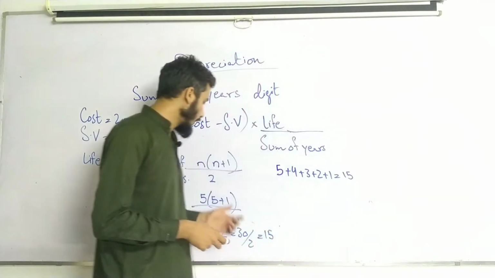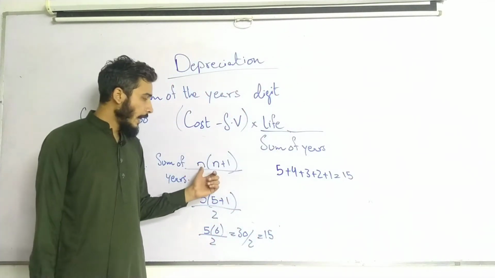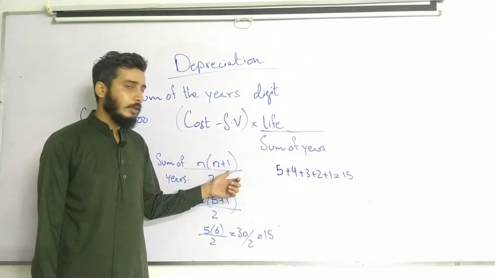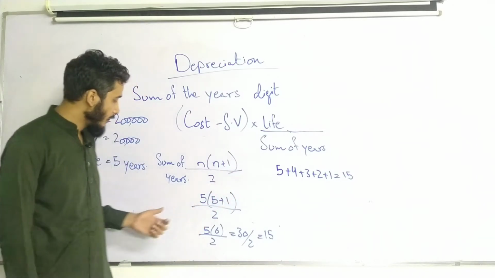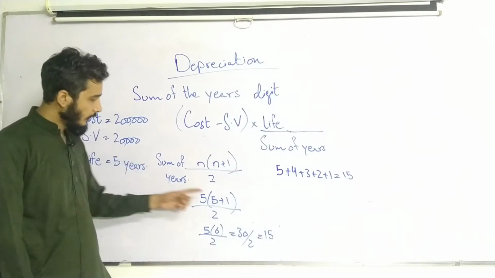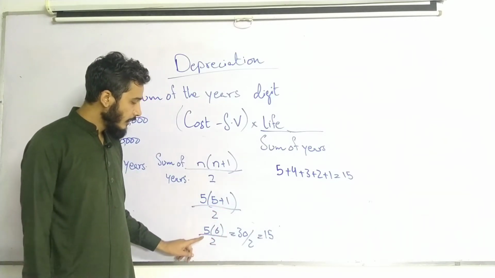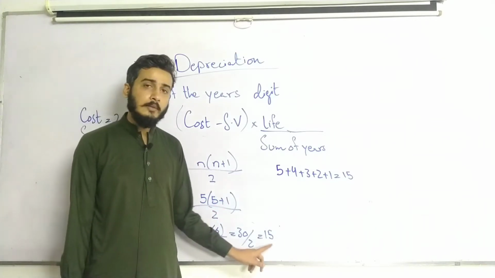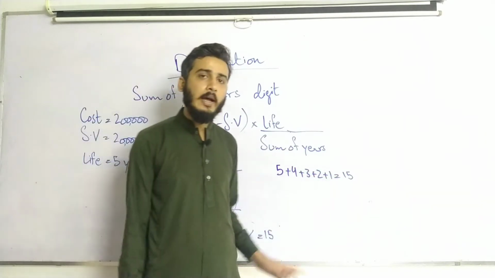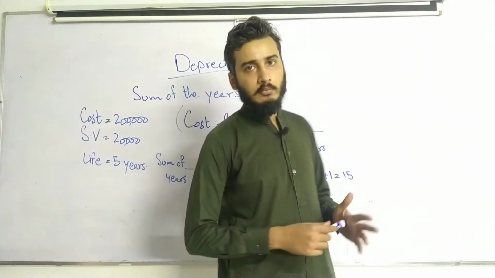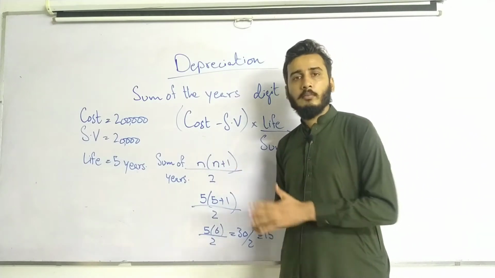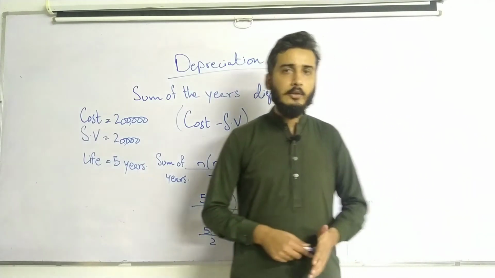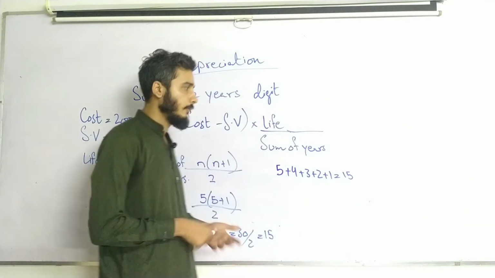And in another way you can find it in this way, that n bracket open and plus 1 bracket close and divided by 2. So 5 is the number of years, then 5 plus 1 is 6, and 30 divided by 2 is 15. So you can find it in both the ways, and both are correct. So let us solve a question by using this, and you shall come to know that how to solve it.